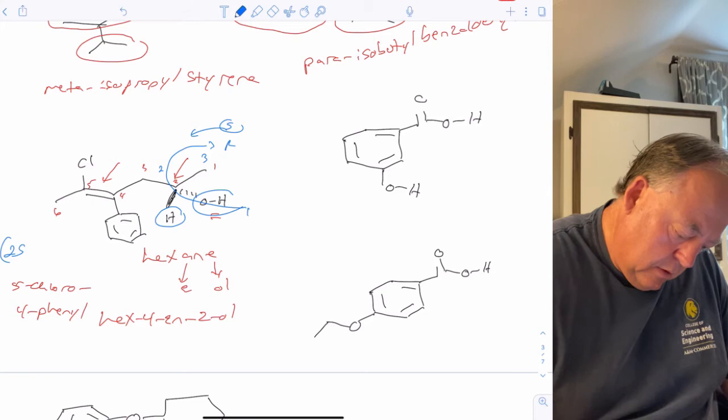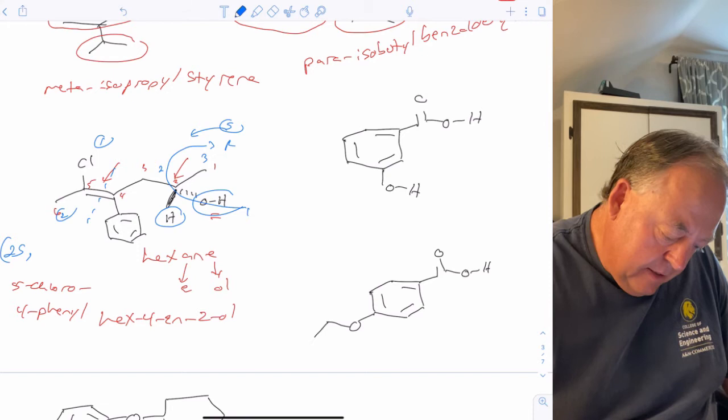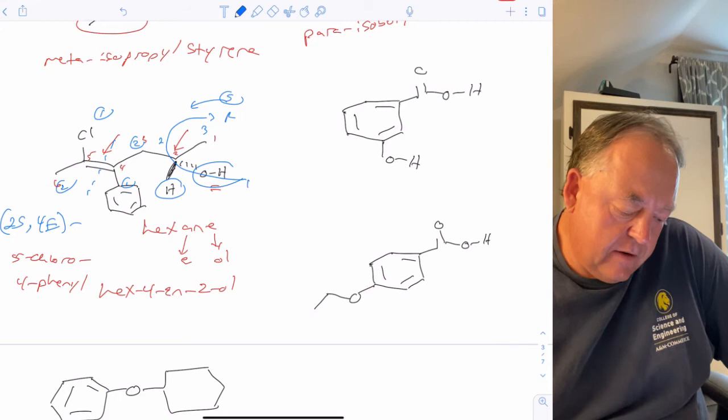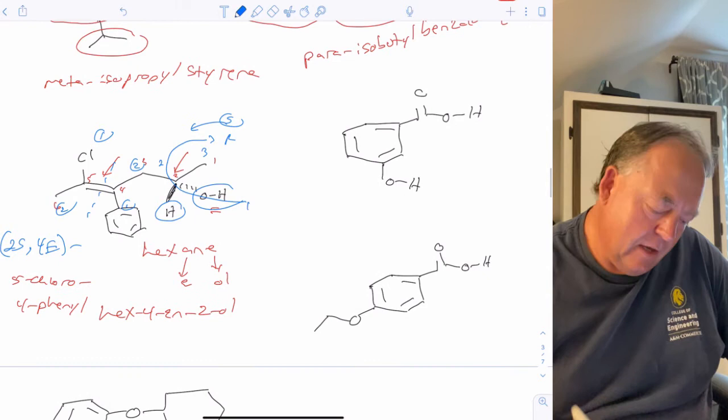And then for the double bond, we split this in half. That's priority 1 and that's 2. And this is 1 and that's 2. The ones are opposites, so that's trans, or E. So that would be 2S, 4E, 5-chloro, 4-phenyl, hex-4-en-2-ol. Pretty complicated, right? But if you know the basic rules, it's easy.